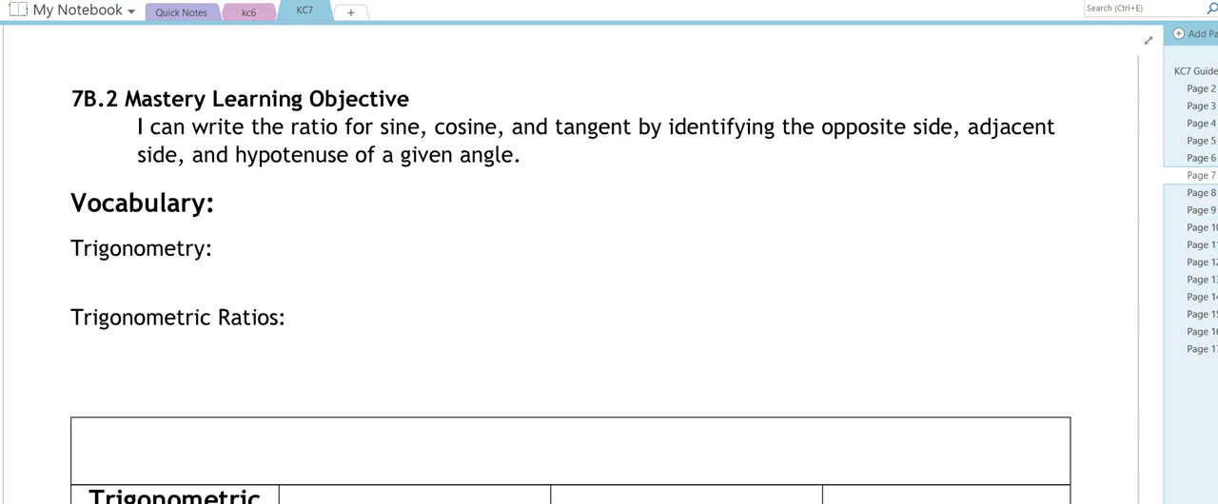Hey guys, in this video we're going to be starting 7b.2. Our mastery learning objective is I can write the ratios for sine, cosine, and tangent by identifying the opposite side, adjacent side, and hypotenuse of a given angle.